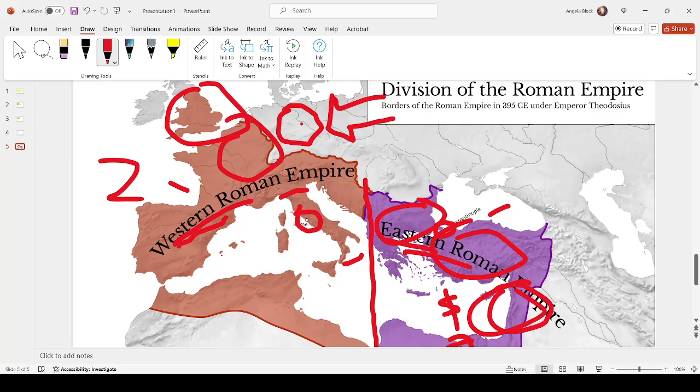German tribes that were allied with the Roman Empire, remember the socii, German tribes that were allied with the Roman Empire started moving into Rome to flee the Huns.